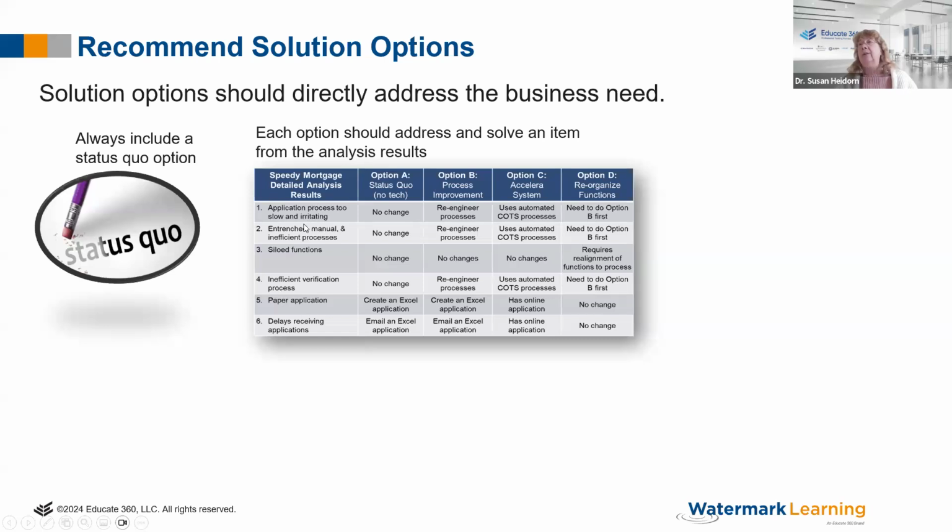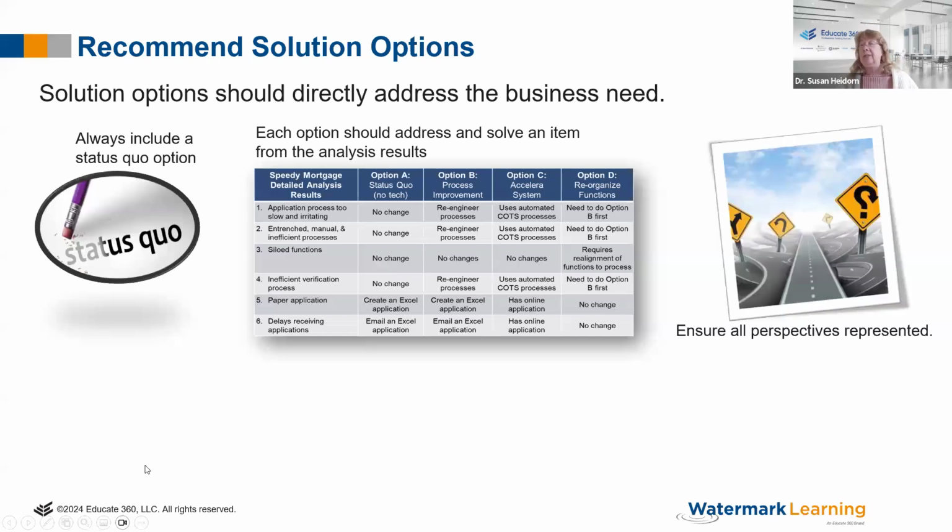This is a nice table: siloed functions, application process too slow, back to Speedy Mortgage, entrenched, inefficient verification process. And then you look at the options. We have one, status quo, process improvements, some type of system, maybe a reorg, or maybe a little bit of both. But then you compare it. How does option B address this problem? How do these address this problem? So you're making sure that those problems get addressed by that solution, and you're showing transparency. You're showing everyone how it relates together.